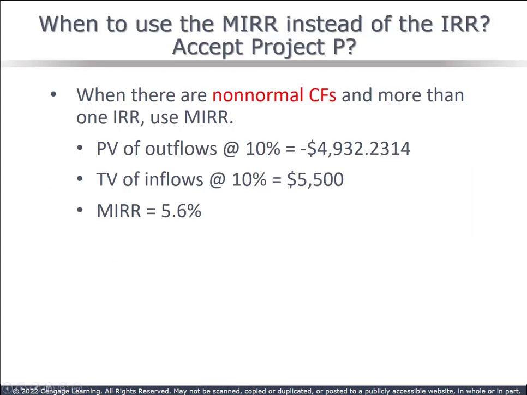When do you use it? Anytime you have non-normal cash flows, more than one sign change. For our Pavilion project, with an NPV of a negative 386 and an MIRR of 5.6% against a cost of capital of 10%, this looks like a no-go.